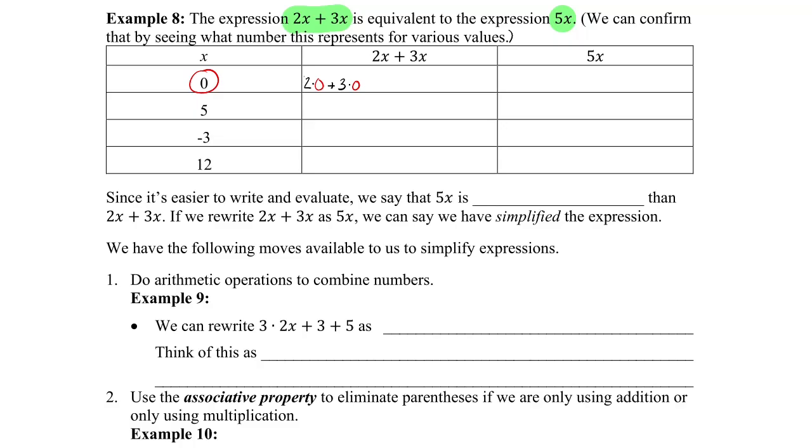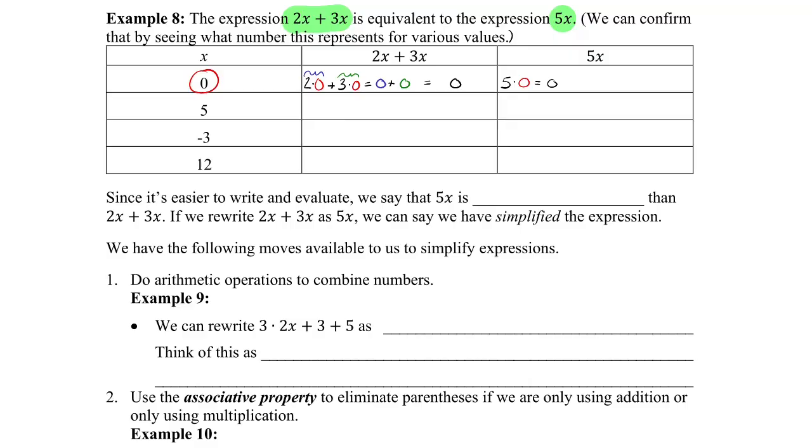So we'll multiply 2 times 0 is 0. And then we'll multiply 3 times 0 is also 0. And finally, we'll add 0 plus 0 is 0. So if x represents the number 0, our first expression evaluates to 0. Our second expression is just 5 times 0, which is just 0. Okay, let's see one more of these by hand, and then we'll notice that we can also do this on the calculator.